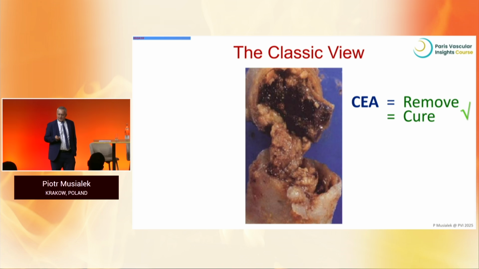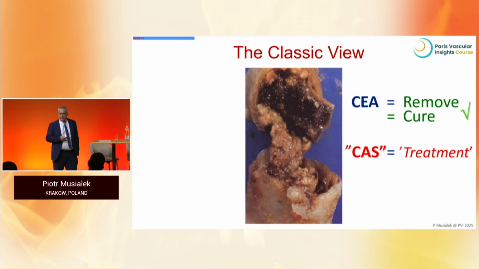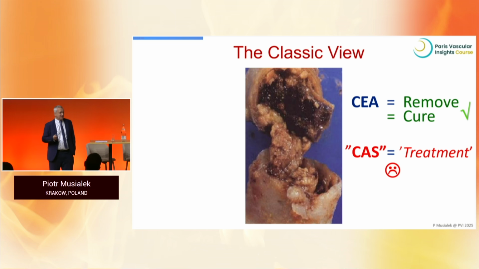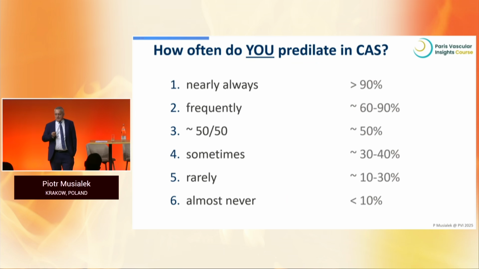A lot of cholesterol, some thrombus here. The other end is calcium. And CAS is just a treatment, yes? To many vascular surgery colleagues, CAS is a treatment that would not cure. There will be problems when you place a stent here. There may be plaque prolapse. With a calcific lesion, you may not be able to expand your stent. So for those who do CAS, let's see how often people predilate in the room. Nearly always. Anyone who nearly always predilates?